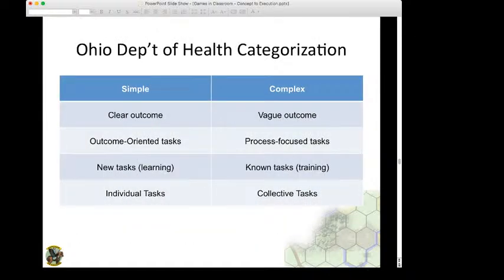So, a set of categorizations here. The Ohio Department of Health was looking at simple versus complex. Is there a clear outcome versus a vague outcome? And so outcome-oriented tasks versus process-focused tasks. When you may have a more vague outcome, you are focused more on the process.